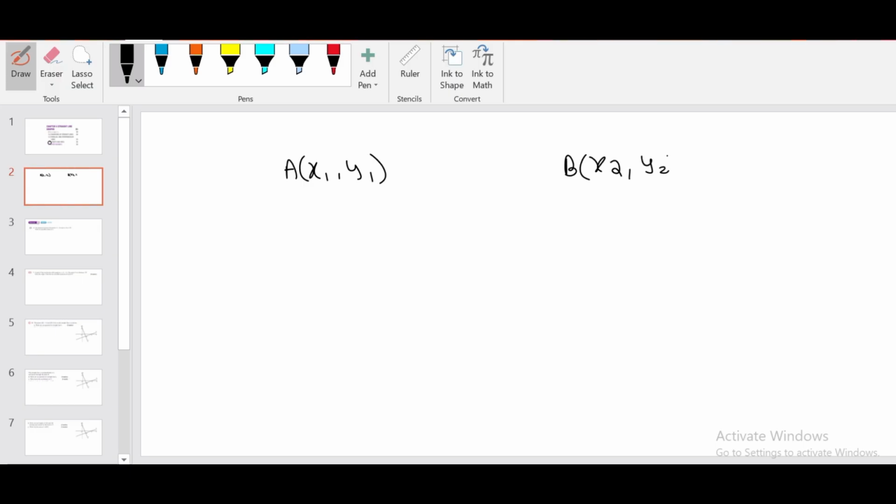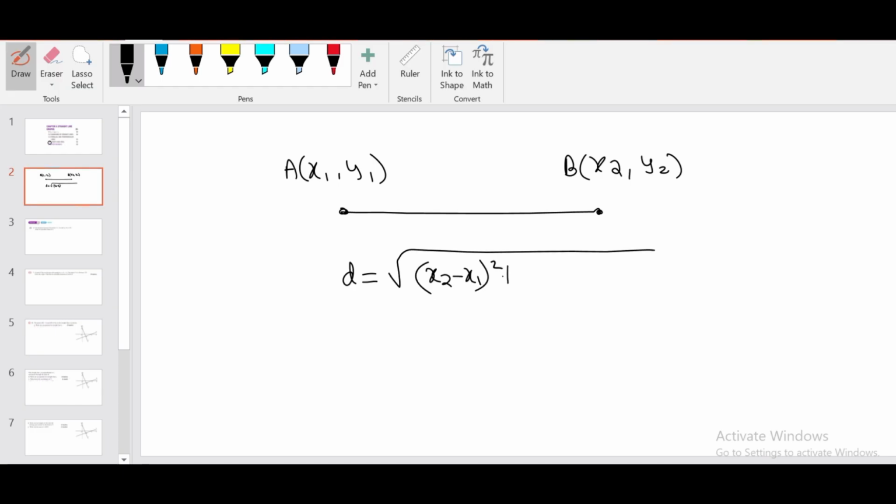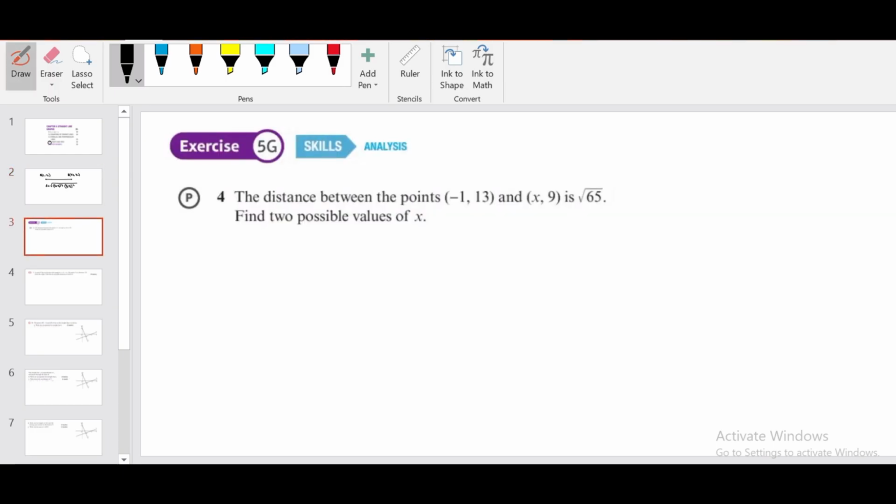The distance between A and B, or the length of the line joining these 2 points, can be calculated using this formula. D is the square root of (x2 minus x1) the whole square plus (y2 minus y1) the whole square. That's the distance formula. Now let's go to exercise 5G.